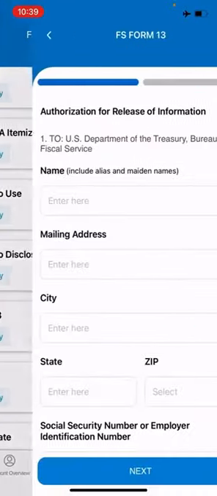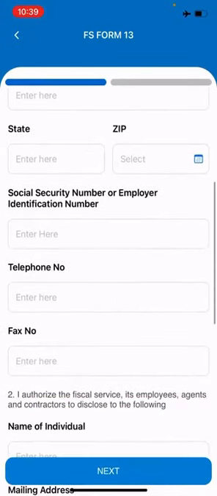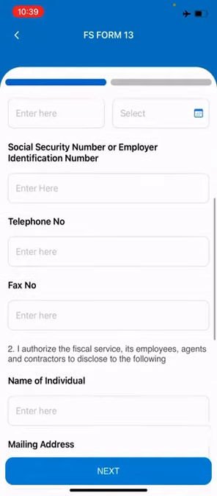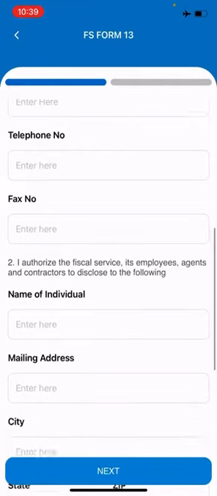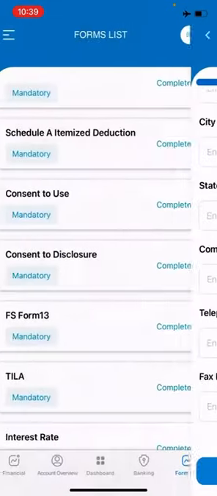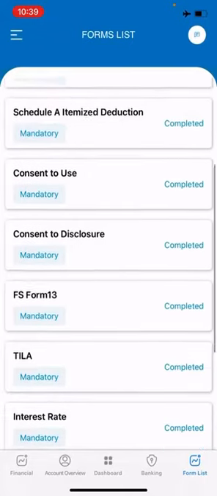We have another form, which is called our Form 13. This is authorization and release of information to the U.S. Department of Treasury Bureau, where we will be able to verify that you do not owe a student loan, child support, IRS debt, or state debt. If you do, you will not be eligible for a tax advance loan. You would have to somehow contact the agencies and see if they would set up an installment plan or work something out.